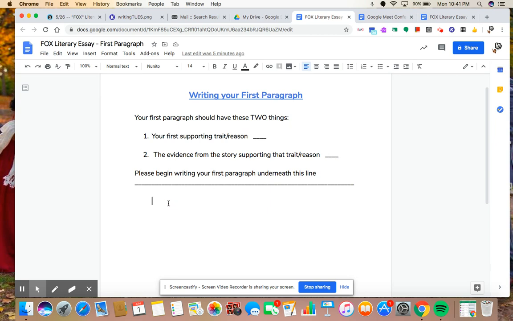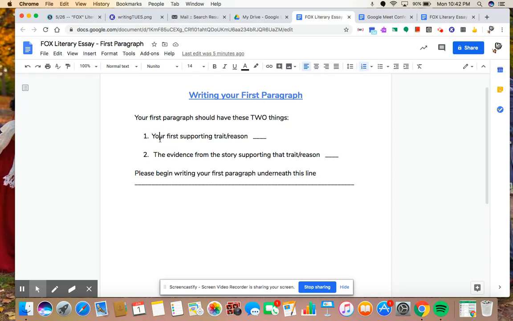Now, you should have already listened to the sample paragraph that I supplied for you in our reading folder. If you didn't, I would suggest going back to our reading and writing folder and clicking on that and listening to it, because it's really going to help you. It gives you an example of a fourth grade first paragraph for a literary essay.